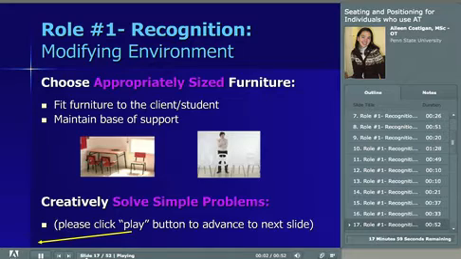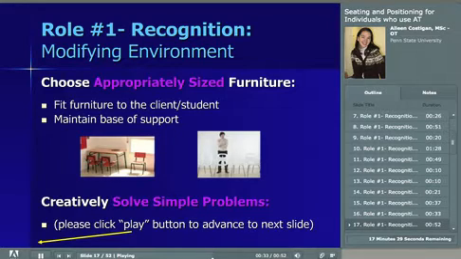Modifications can also be made to the environment, and this is where equipment can be considered. Where possible, appropriately sized furniture should be used. The approach should be to fit the furniture to the individual, rather than vice versa. Remember the importance of ensuring an appropriate base of support, so a chair that allows the feet to meet the ground is of benefit. Now, sometimes in therapy or school settings, this is not possible due to financial constraints.